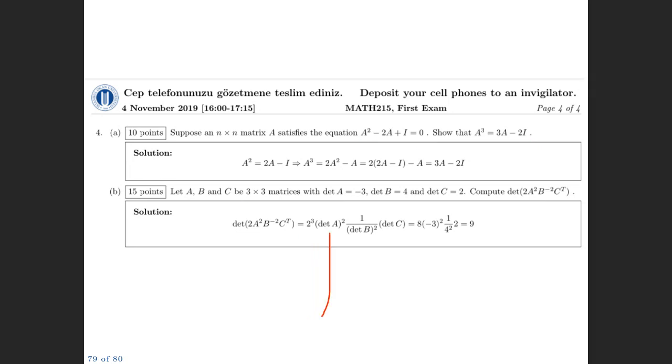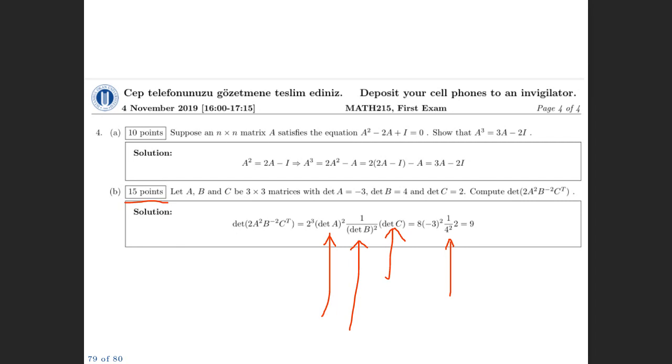And then we're going to have the determinant of A squared. And then it's B to the power minus 2, so it's 1 divided by the determinant of B squared. And then the fourth thing to remember is the determinant of C transpose is the same as the determinant of C. So put the numbers in. 2 cubed is 8. Determinant of A is minus 3, so minus 3 squared. And then 1 divided by the determinant of B squared, so 1 divided by 4 squared. Multiply it by 2 because that's the determinant of C.